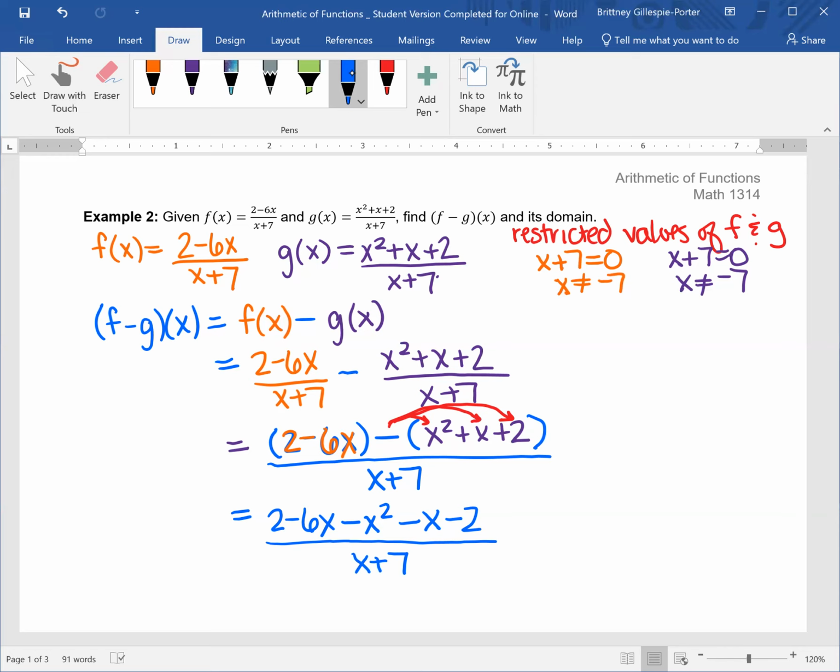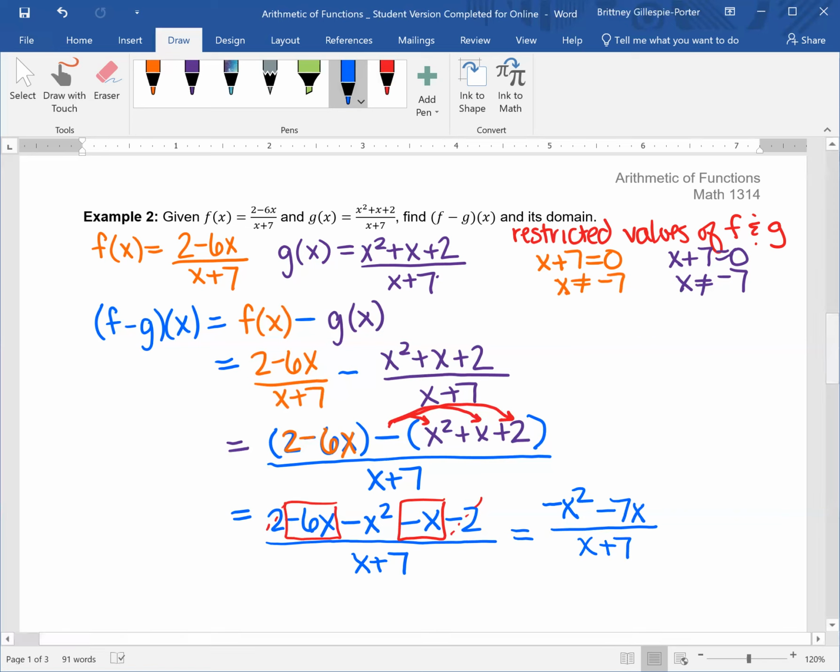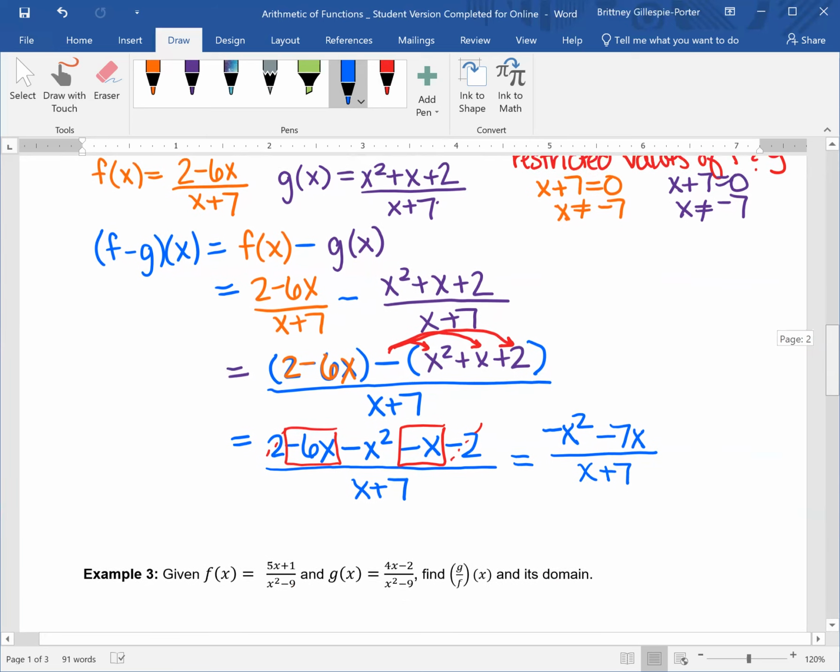We're going to combine like terms. I'm going to start with our highest degree with the leading coefficient. So negative x squared. My 2's are going to cancel because I have a positive 2 and a negative 2. So I only need to look at my negative 6x and negative x, which get me negative 7x all over my x plus 7. You may be wondering why I haven't stopped to find any new restricted values. It's because our denominator hasn't changed.